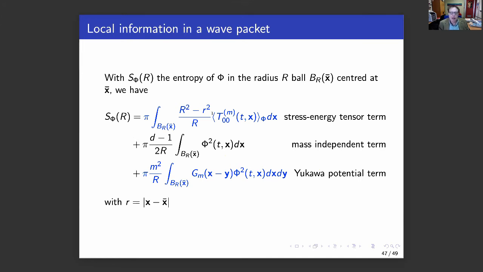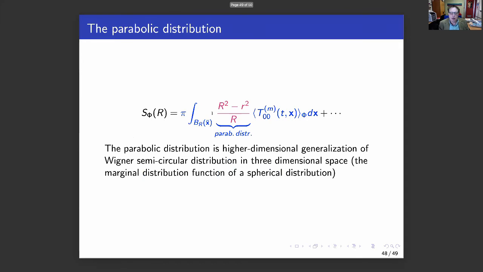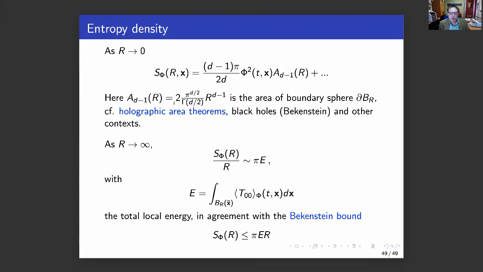Okay, this formula, I don't think I have time to enter into the explanation of. But what I want to say is that when R goes to 0, the density has an expansion, and this expansion is proportional to the area of the ball. It is in accord with the holographic area theorem, where Bekenstein, for example, proposed that the entropy of a black hole should be proportional to the area of the horizon of the black hole.